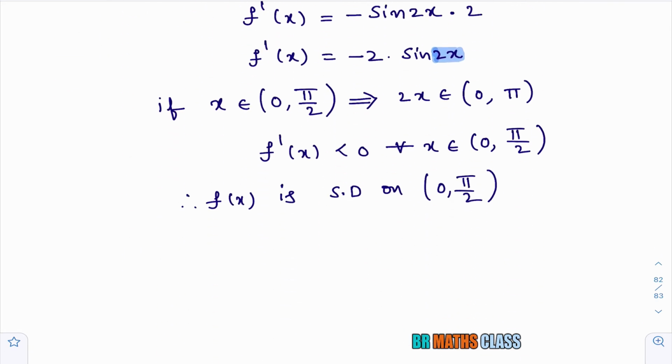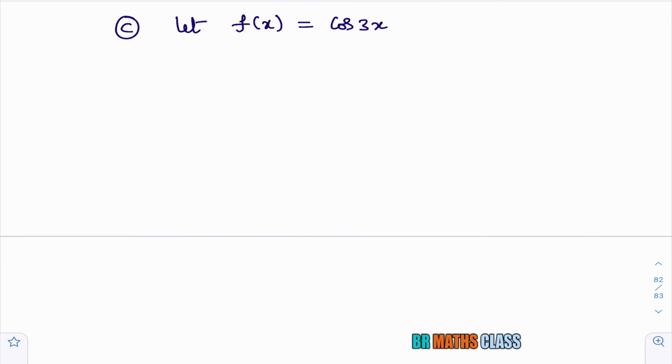First I'll take given function as f of x. You see here, given function, I taken it as f of x. I'll differentiate it. Derivative of f of x is f dash of x. Derivative of cos 3x is what? Derivative of cos 3x is minus sin 3x into derivative of 3x is 3. So all these things we learn in chain rule differentiation. F dash of x is minus 3 into sin 3x.